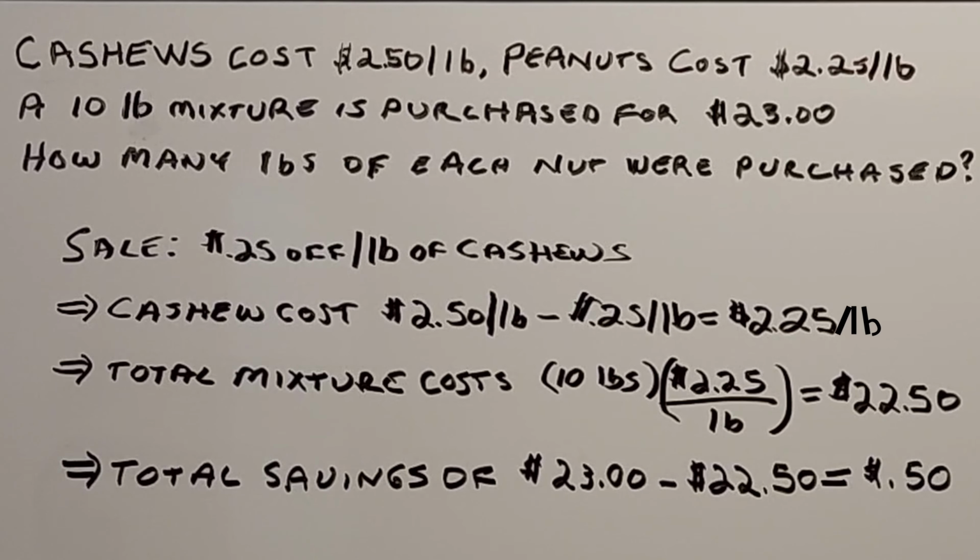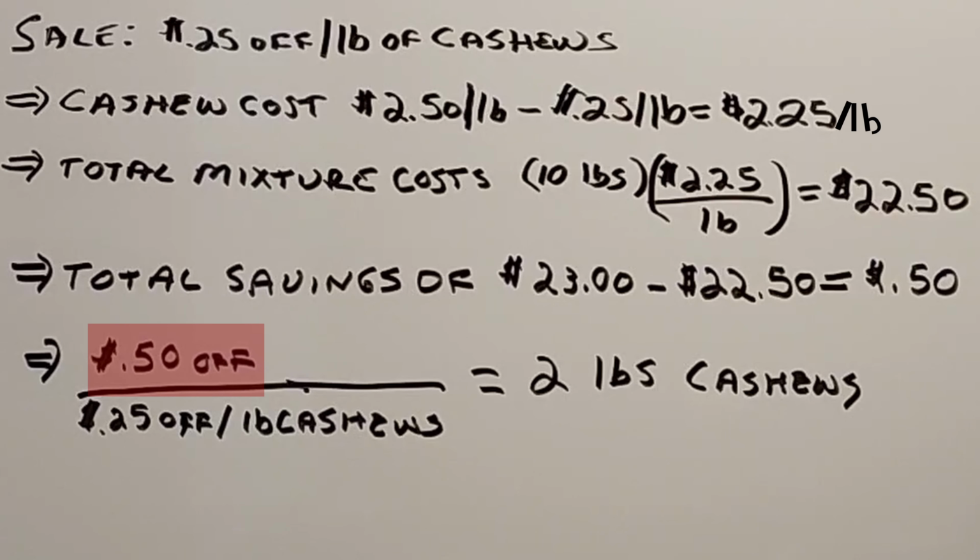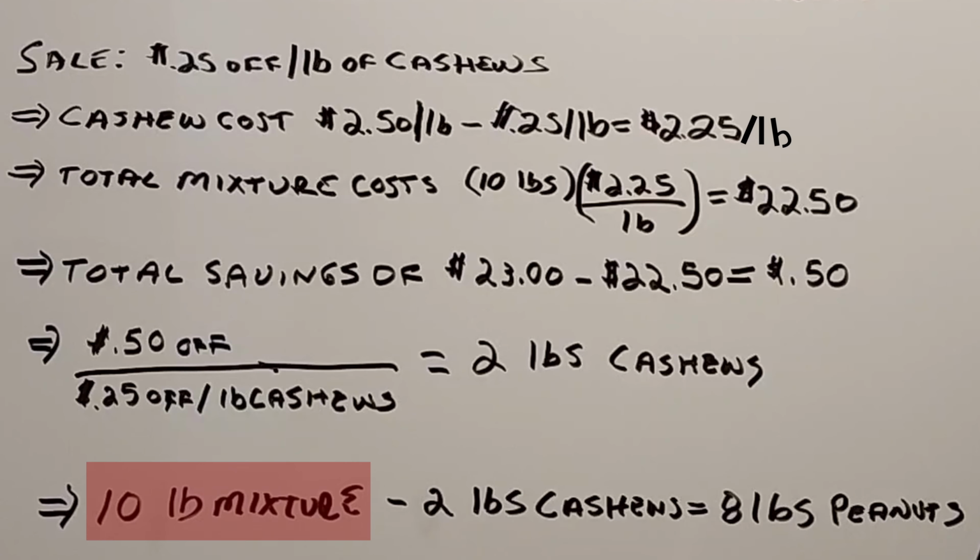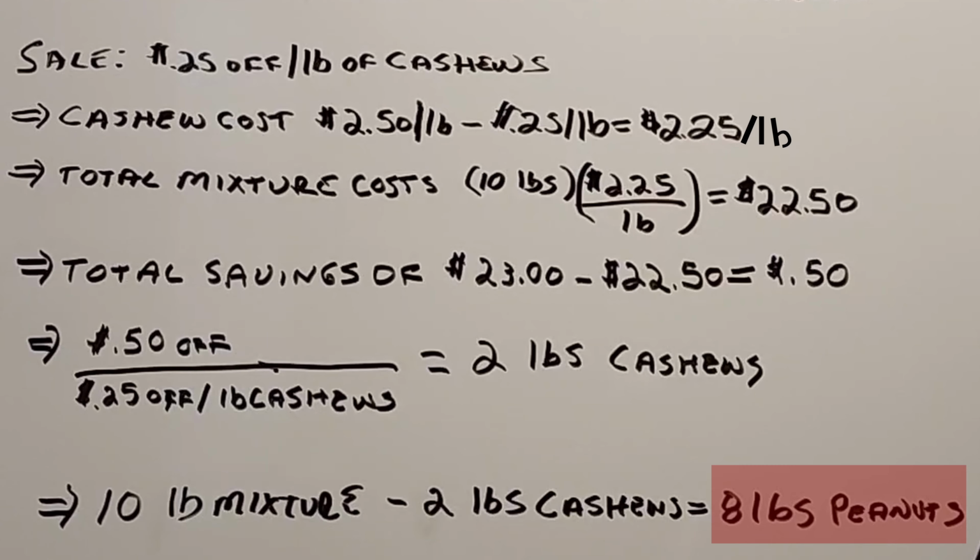So if our total savings is 50 cents and we save 25 cents on each pound of cashews, we must have purchased 50 cents off divided by 25 cents off per pound of cashews equals 2 pounds of cashews. Which means how many pounds of peanuts? Well, the mixture is 10 pounds, and we purchased 2 pounds of cashews, so we must have purchased 10 pounds minus 2 pounds of cashews equals 8 pounds of peanuts.